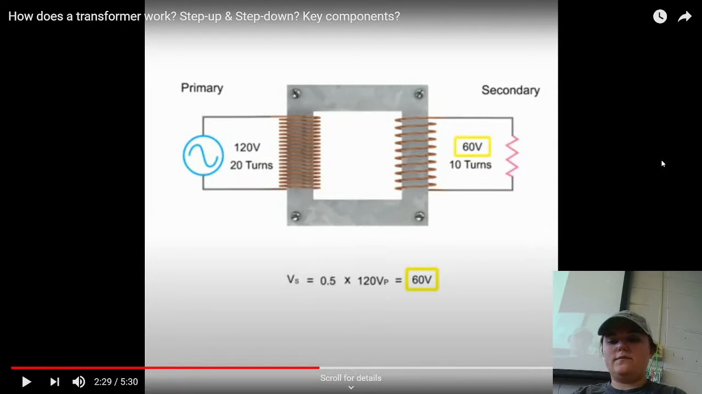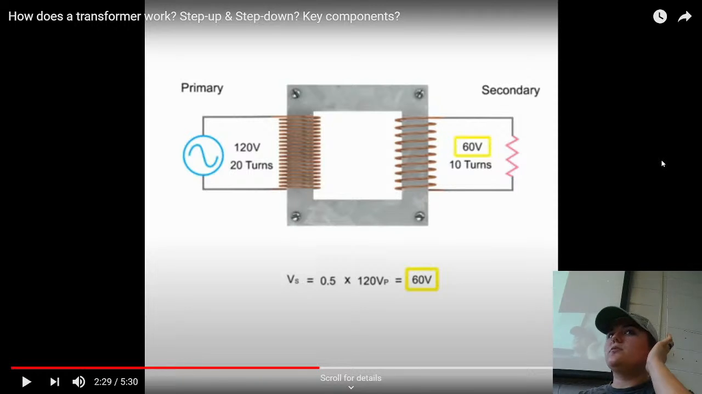So what is 10 divided by 20? They've already told us, but let's just do it anyways. 10 divided by 20 is 0.5. So now, whatever value you get of 0.5 times 120 is going to be the voltage that you're getting out of that step-down transformer. So that's how you figure out what voltage you're going to be getting out of any step-down transformer.